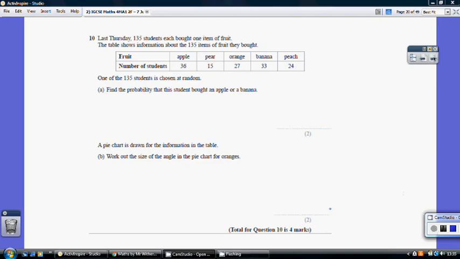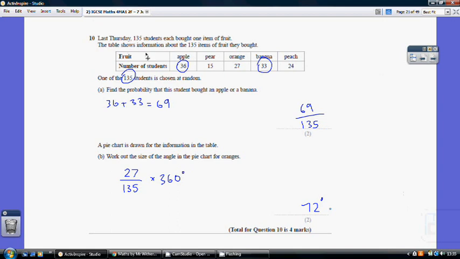Question 10. So we have 135 students and we're choosing one at random. Find the probability the student bought an apple or a banana. Well, 36 bought apples, 33 bought bananas. Adding these together, 69 students bought apples or bananas.